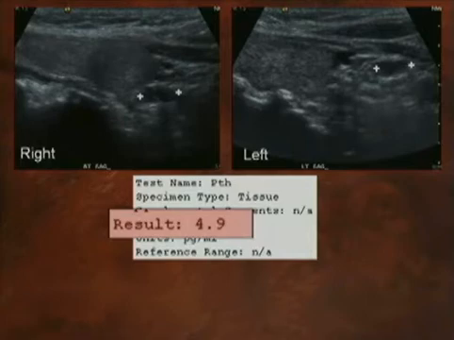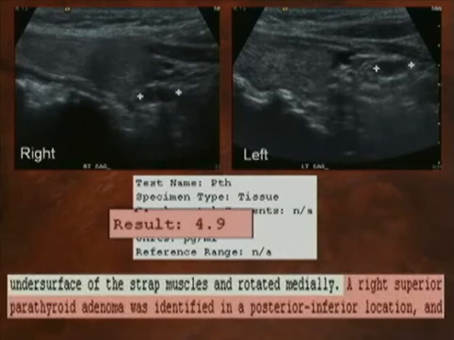Knowing that, we assumed that the nodule on the right was the parathyroid adenoma, and this patient went for a right neck exploration, and sure enough, a right superior parathyroid adenoma was identified in a posterior inferior location, just as we would have predicted.